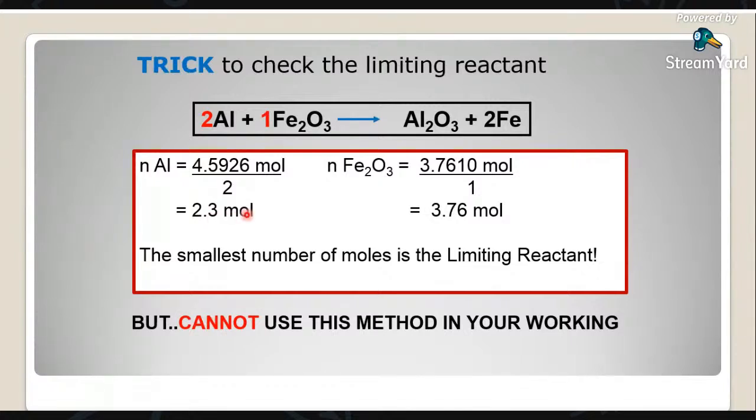But please don't use this trick in your working. You won't get any mark. You will only get 1 mark for the conclusion. The other 5 marks, lost. So when you want to determine the limiting reactant, use the working that I taught you just now, but not this one. This one is just to check. You can estimate in your head only.